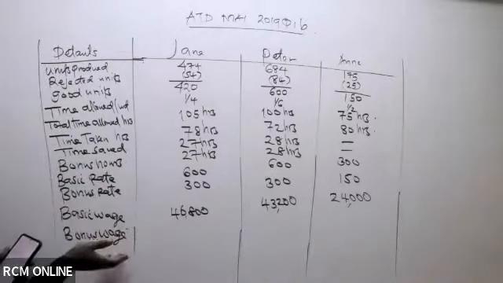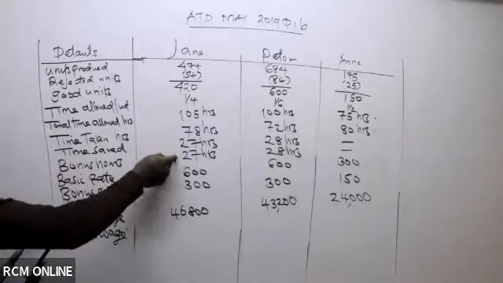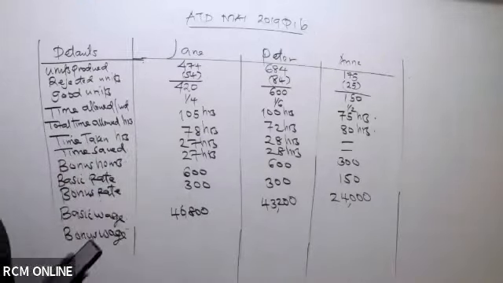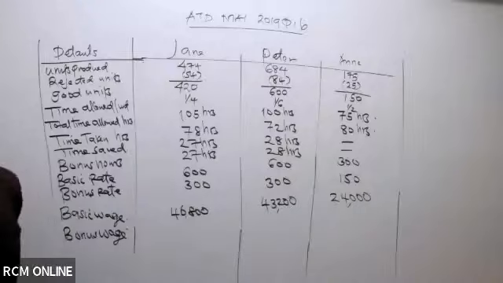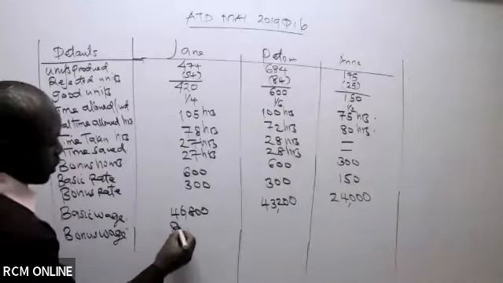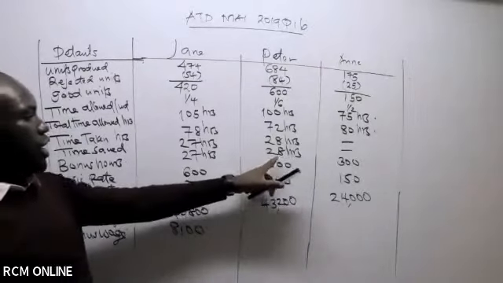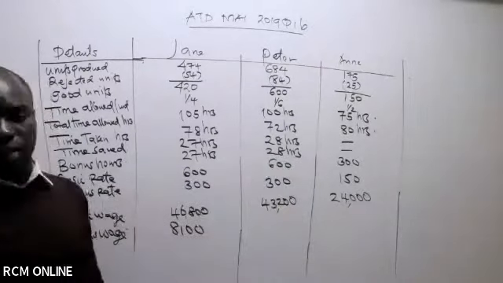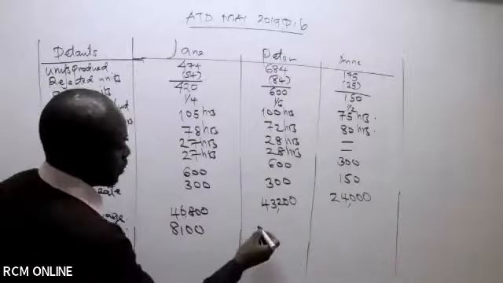Let's go to the bonus wage. We take bonus rate times bonus hours. So 27 by 300. What do we get? 27 by 300, very fast. 8,100, we are actually right. How about 28 by 300? 28 by 300 is 8,400.